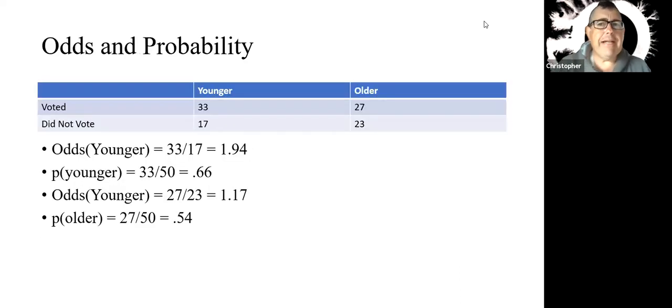Odds are also related to probability, and we can think of them in terms of probability. You can see the difference in terms of how we calculate them. For example, if we look at the odds of a younger person voting, it's 33 over 17, or 1.94. In terms of the probability, the numerator is the same, the number of people that voted. The denominator, though, is just out of the total number of younger people, 50 in this case, and you can see that for the older one as well.